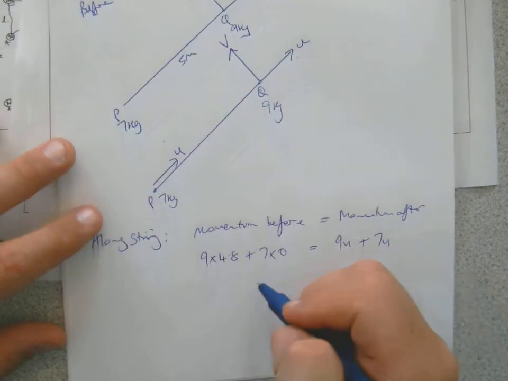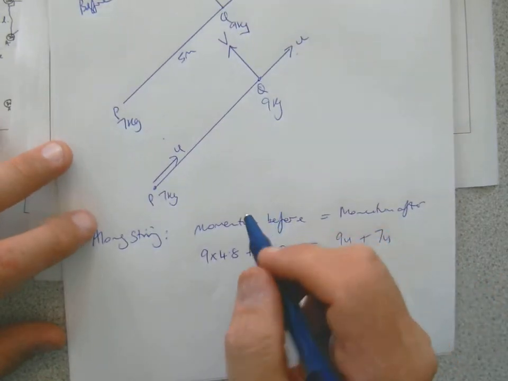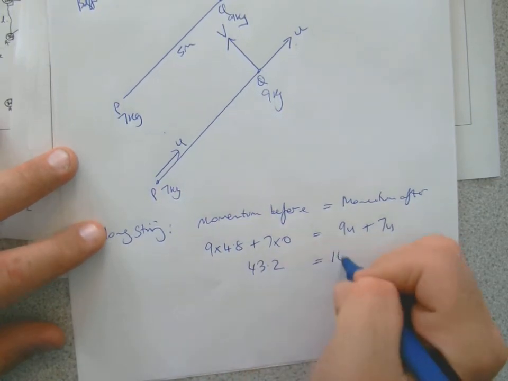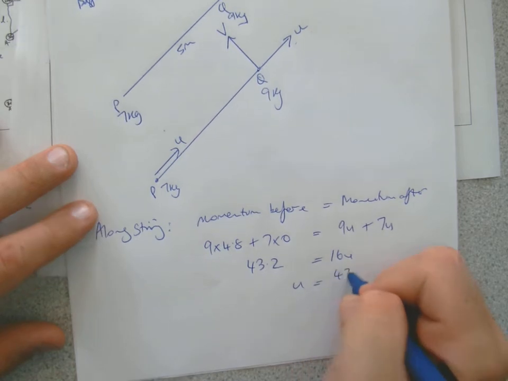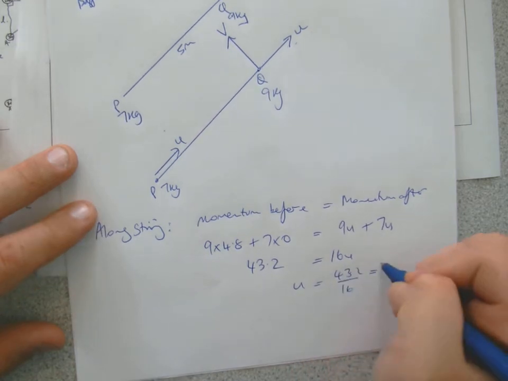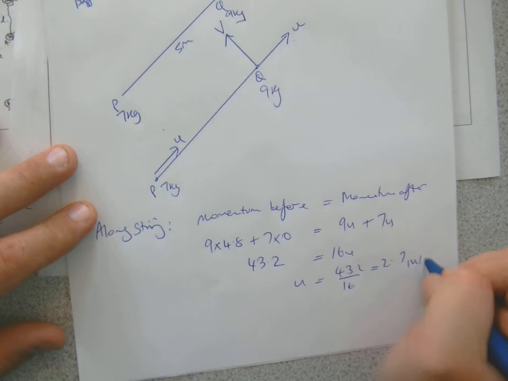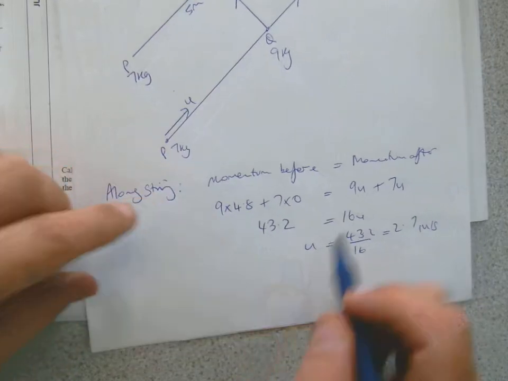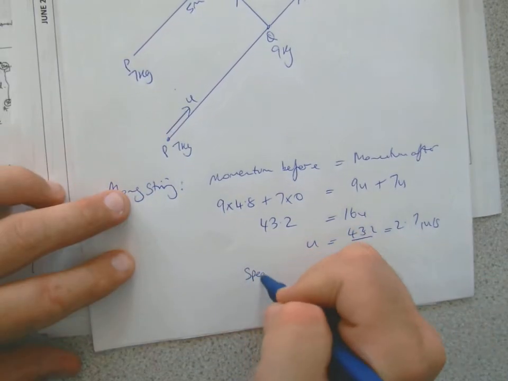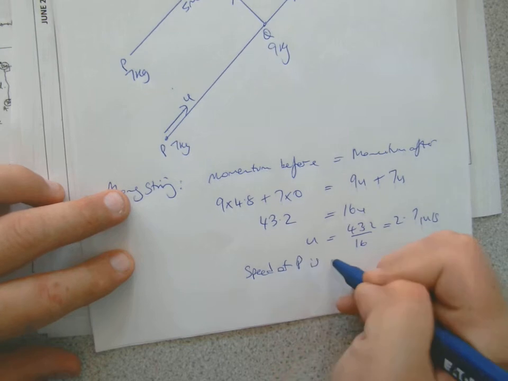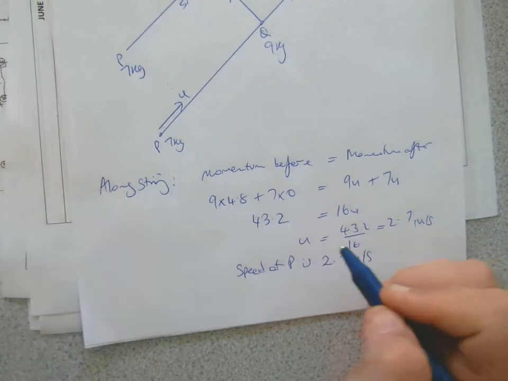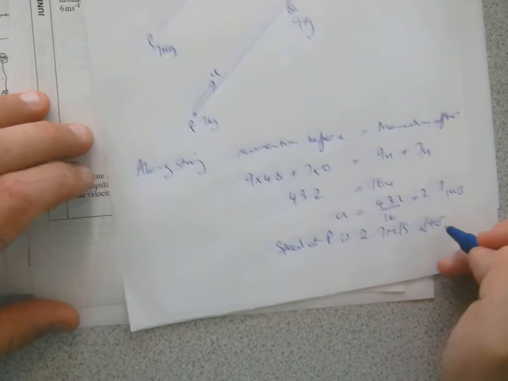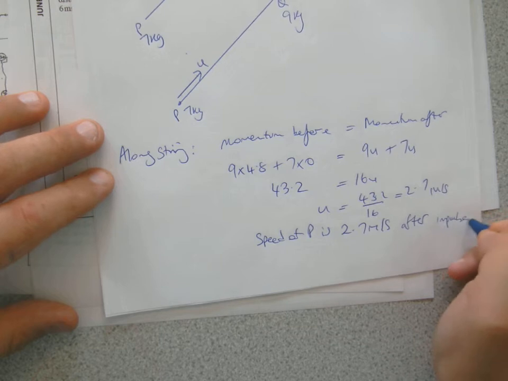Okay, so you work that out on your calculator and you get 43.2 here equals 16u. So u will be then 43.2 over 16, and that comes out to be 2.7 meters per second. Okay, so we've actually now worked out the speed of p, haven't we? So we can say, look, speed of p is 2.7 meters per second. Okay, and that's after, of course, the impulse takes place, okay, of the strings.